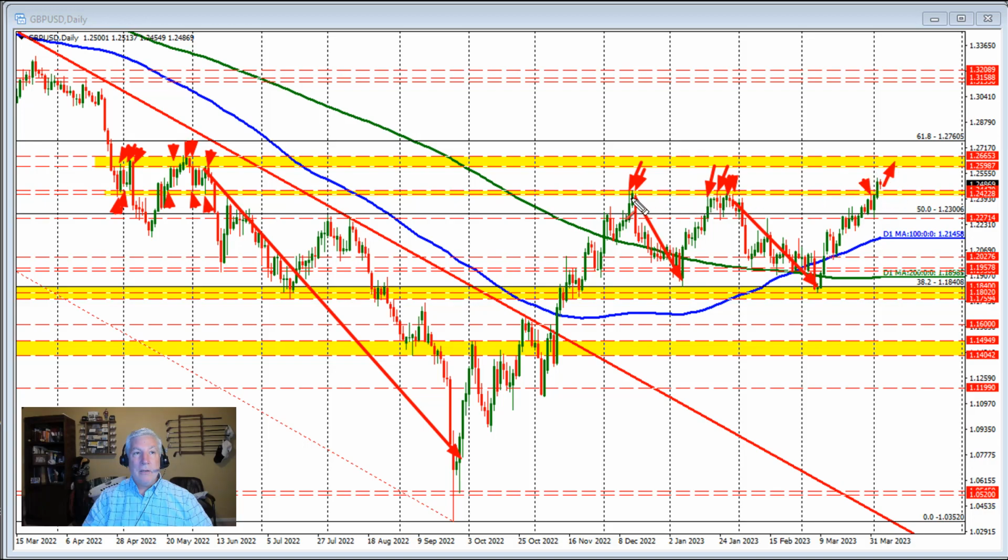Here we're sort of in no man's land, at the highest level going back to June of 2022 for the sterling versus US dollar. Buyers are making a play. We'll see if they can keep that play going in the upward direction.